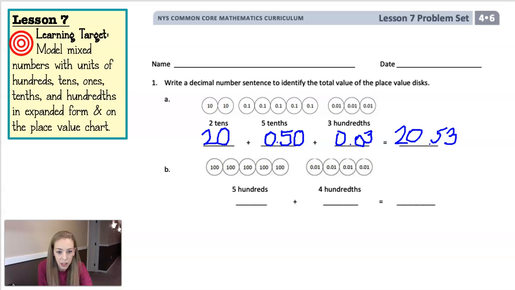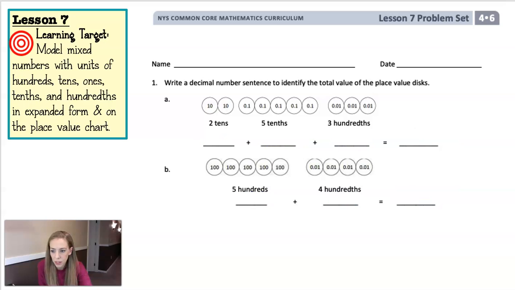Okay, same thing here. This is 500. You gotta pay attention to this. It's not hundredths. And 4 pennies. 500 and 4 pennies. They're trying to trick you by mixing the words in there. All right. So that's the beginning of lesson 7.